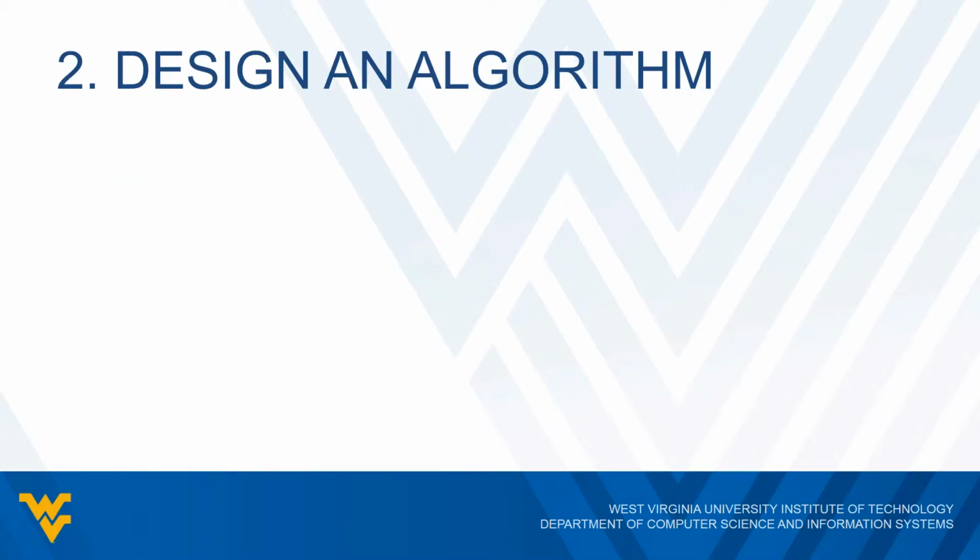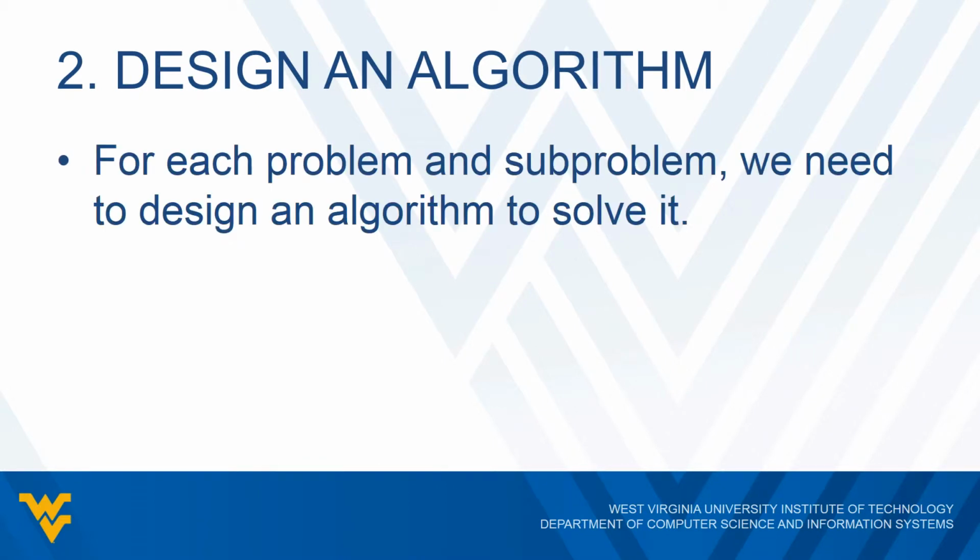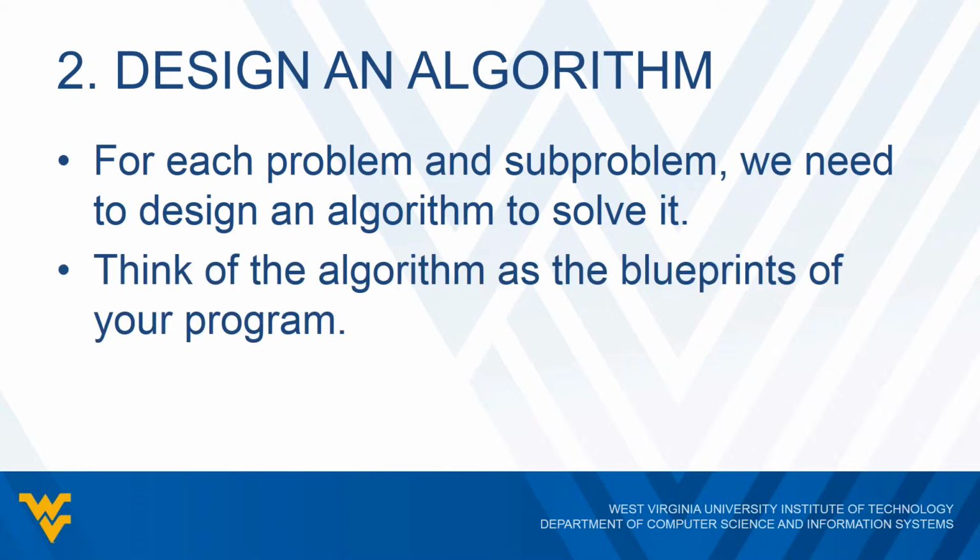The next step is to design your algorithm. And we've kind of already mentioned it before, but the idea is that for every problem and subproblem that we have, we need to design an algorithm, or the list of steps, to solve it. So as I've said earlier, think of this as the blueprints of your program. We need to come up with your plan before you actually start coding.